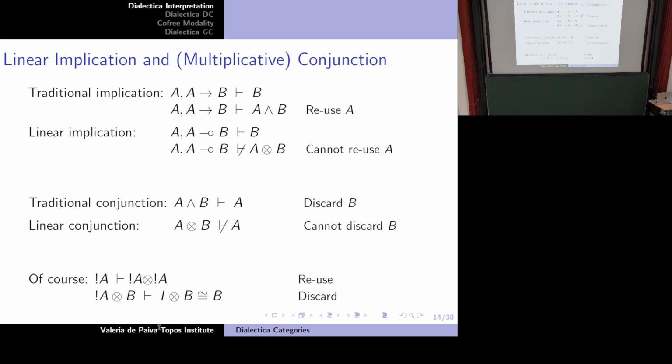And the way to go back to normal logic is this operator that Girard called the "of course", but people mostly call bang nowadays. Once you have the bang, then you can reuse it, and you can discard things that have a bang on them.